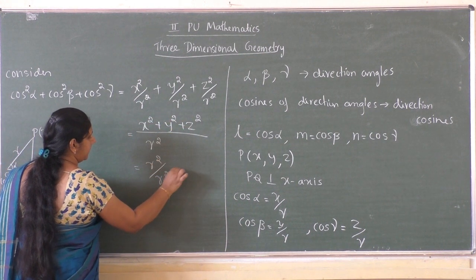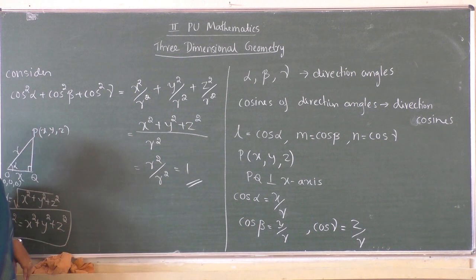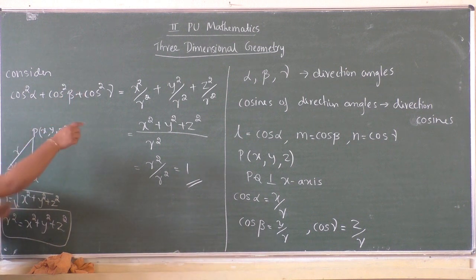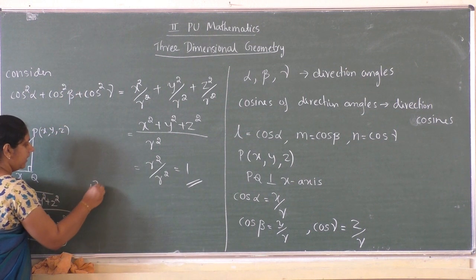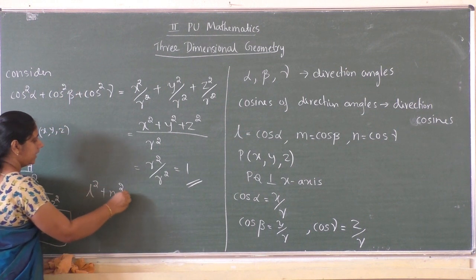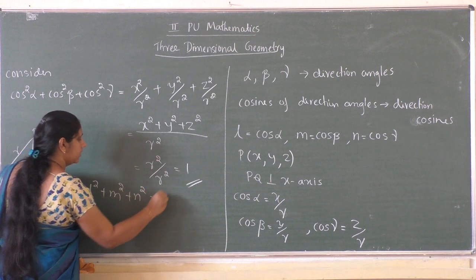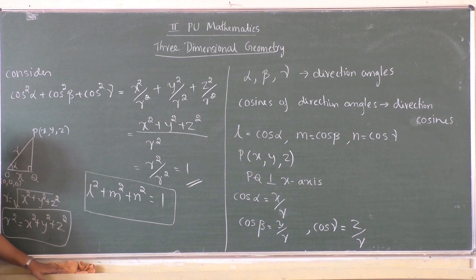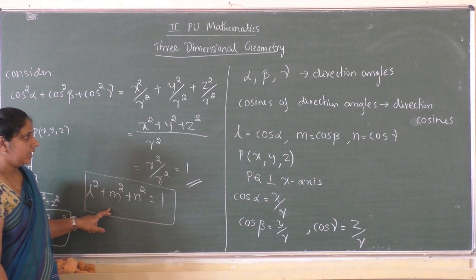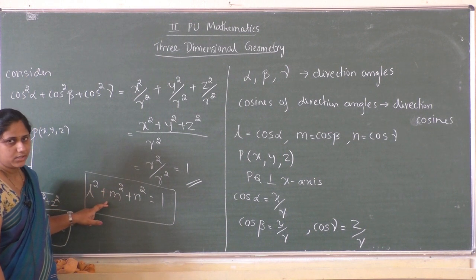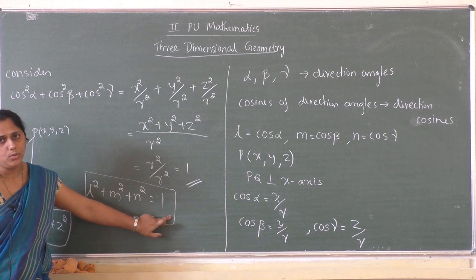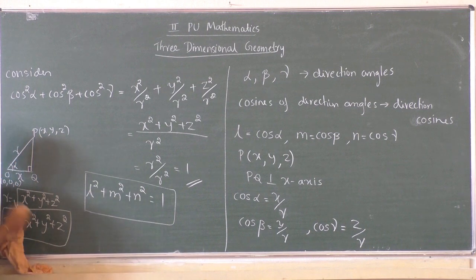So r square by r square is equal to 1. But what are cos alpha, cos beta and cos gamma? They are represented by l, m and n respectively. So we get a condition that is l square plus m square plus n square equal to 1. So this is the relation between the direction cosines, that is l square plus m square plus n square equal to 1. So just remember this.